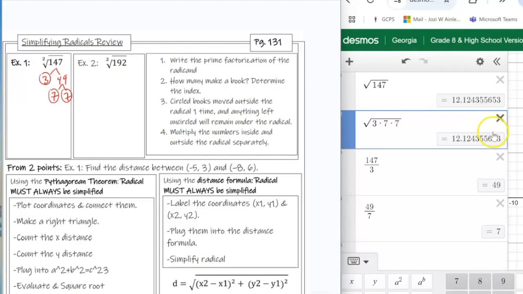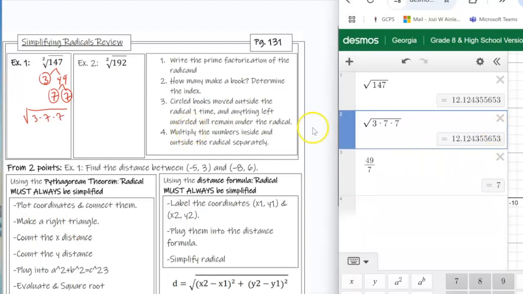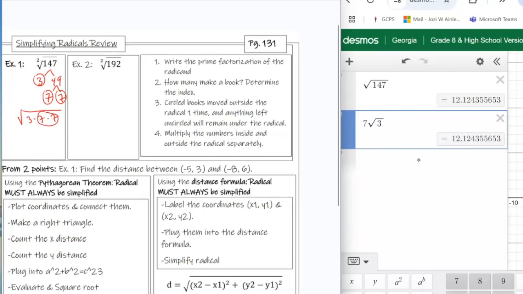Now that I have my prime factors, I'm going to go ahead and put them in a radical. Now notice I'm just copying down exactly what I have in the calculator on my notes because I'm not going to have the calculator in my hand when I'm trying to remember how to do this. Now that I have that, I'm going to make books. So remember, 2 cards make how many books? 1 book. So 2 cards make 1 book. And that is your final answer, 7 radical 3.